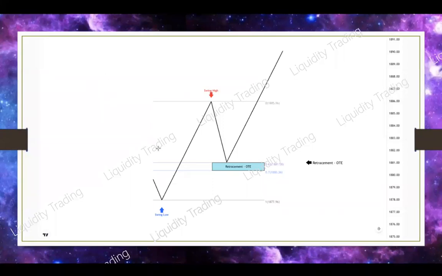The equilibrium is most simply explained as the halfway point on a retracement. So this black line would be, for example, an equilibrium level. This would be the equilibrium price point between this low and this high. So we focus on buying the market at a discounted price below the equilibrium.